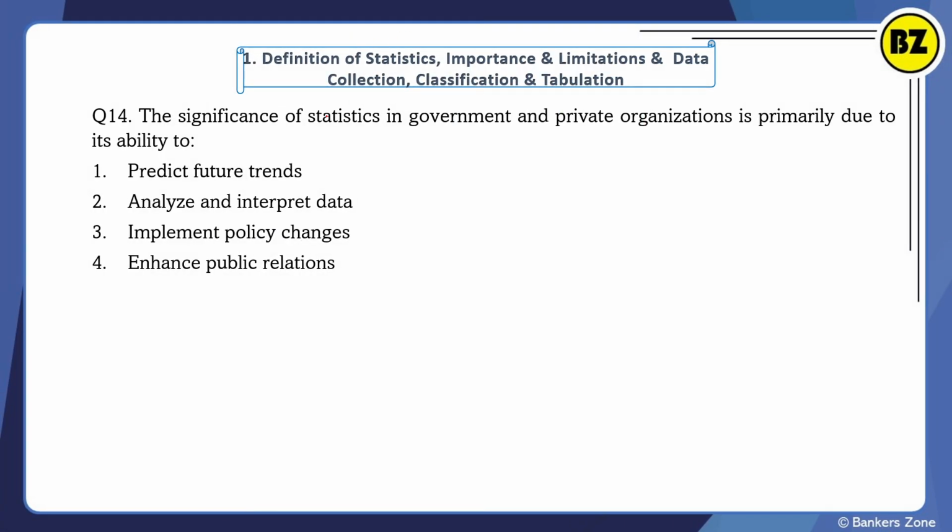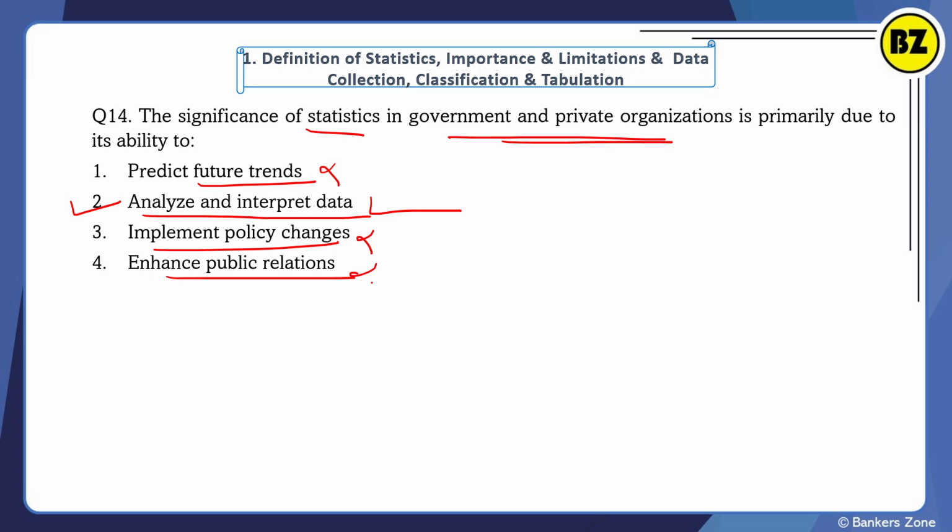The significance of statistics in government and private organizations is primarily due to its ability. Why are we using statistics in government and private organizations? Simply see here, predict future trend, analyze and interpret the data is the basic meaning of statistics. So the second is the correct option. Implement the policy changes, enhance public reaction, nothing. So we use statistics only to analyze and interpret the data.